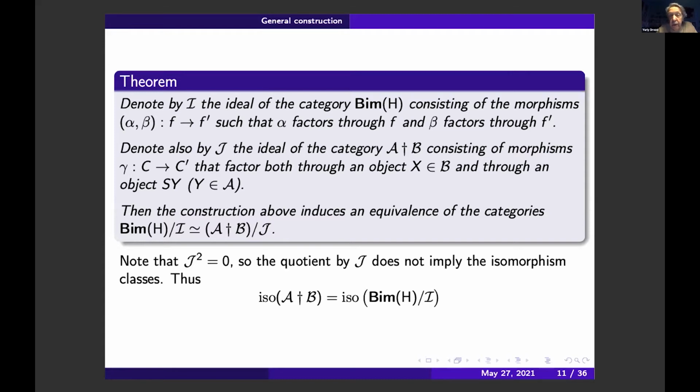Note that as we suppose that there are no morphisms from B to SA, this ideal is the square 0. So this quotient does not change the isomorphic classes. And the isomorphic classes of these cones are the same as isomorphic classes of the objects from the quotient category of the bimodal category by I. Unfortunately, I is not nilpotent, and here we must take the quotient.